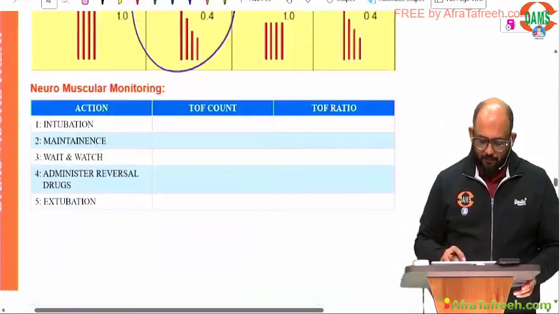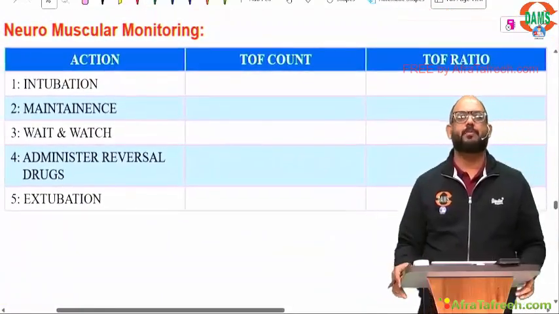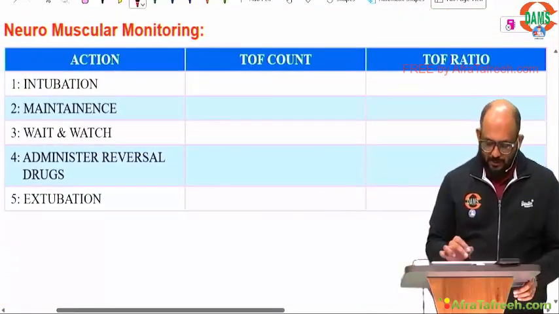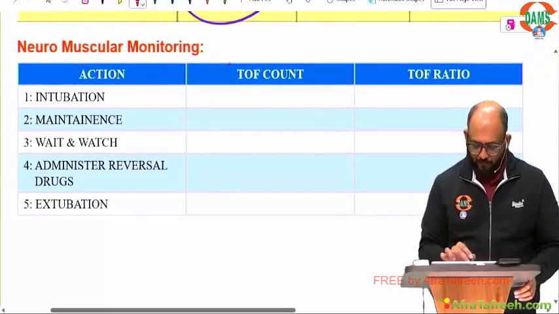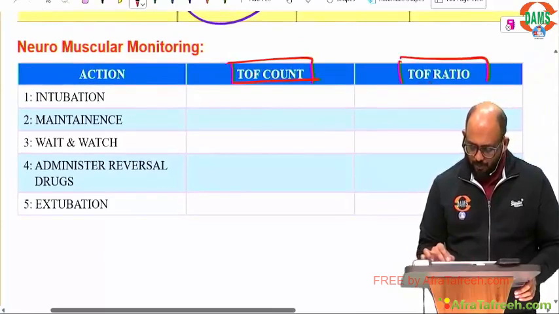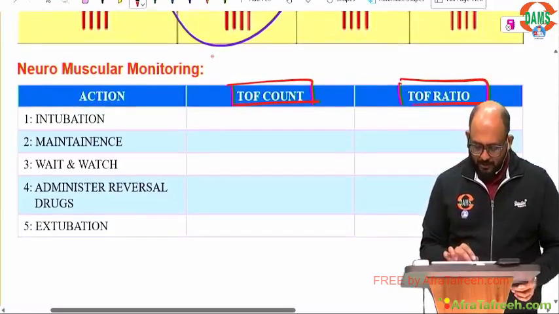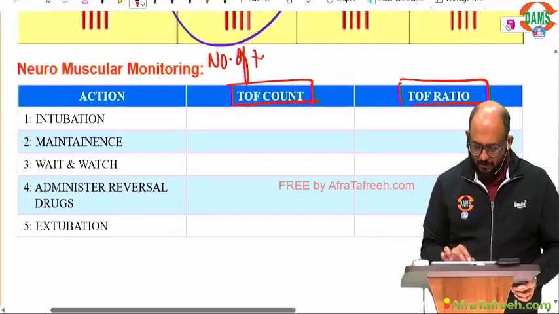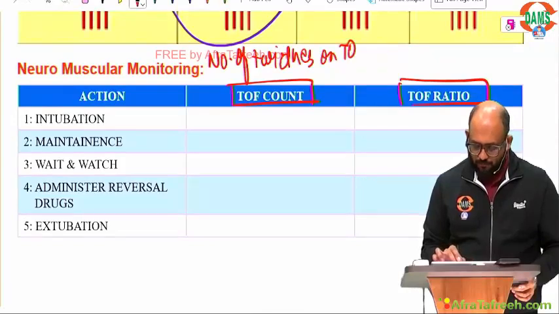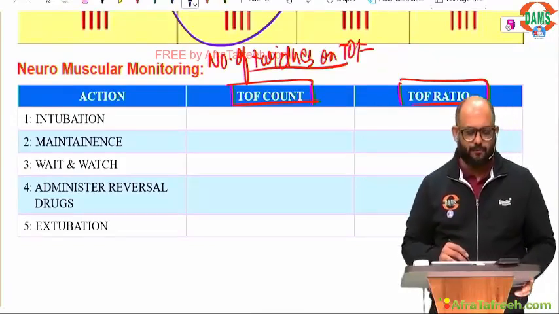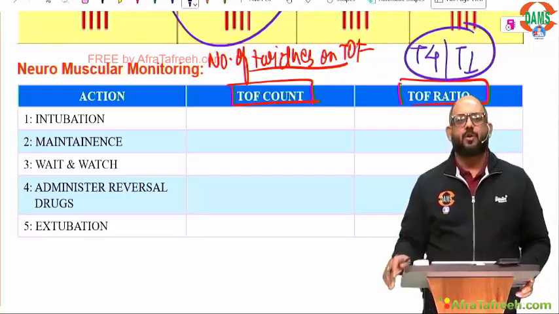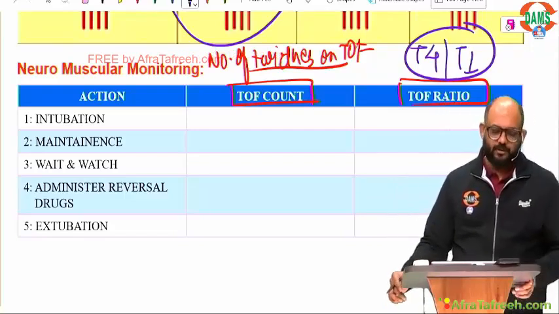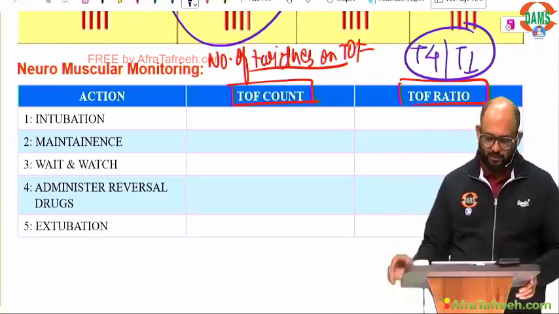Alright. We use TOF to do neuromuscular monitoring, and we use 2 concepts: TOF count and TOF ratio. Can anybody tell me what is TOF count, TOF ratio? TOF count is the number of twitches on TOF. TOF ratio is T4 by T1, the ratio of intensity of the 4th twitch to the 1st twitch.